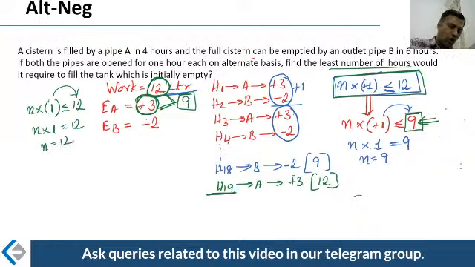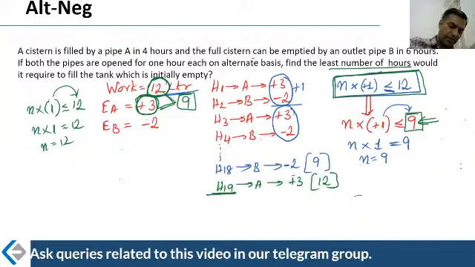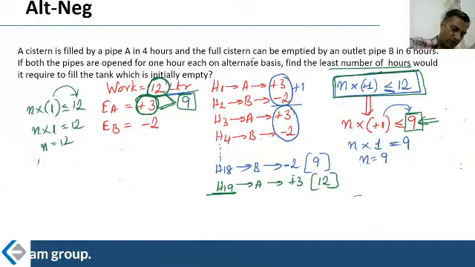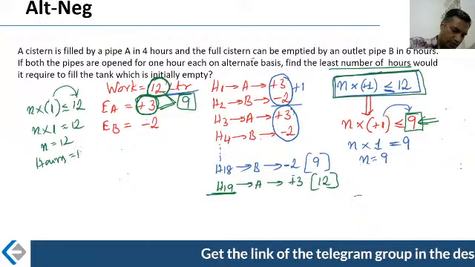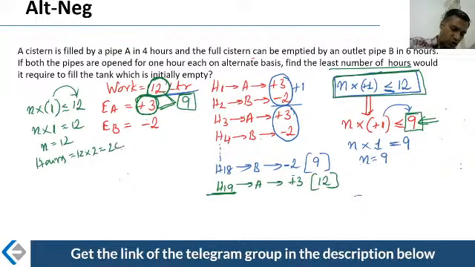N is equal to 12 means how many pairs of days? How many pairs of days? Because n pairs of days, isn't it? Therefore, n pairs of hours, isn't it? Therefore, number of hours is equal to 12 into 2, which is equal to 24 hours. That's what you tell your answer as. Hey, it is not 24 hours. At the end of 19th hour, the tank is full. Why do you want 24 hours there?